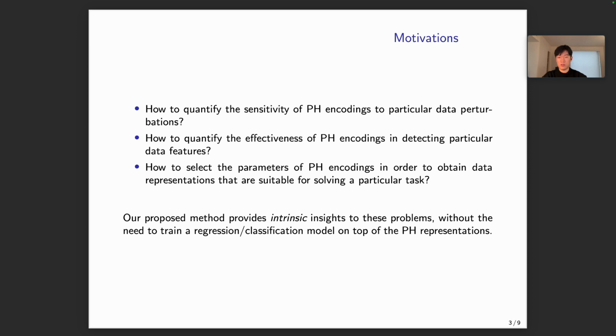A common solution to these problems is to employ a regression model or a classifier on top of the data representation and test its performance. However, such methods would lead to conclusions that are heavily contingent on the choice of the models and their parameters. In contrast, our method allows obtaining intrinsic insights to these questions without the need to train and select downstream models.